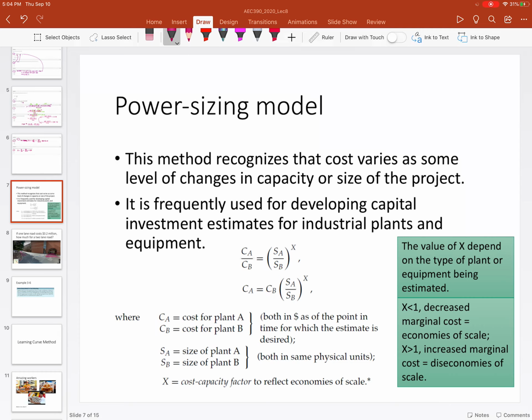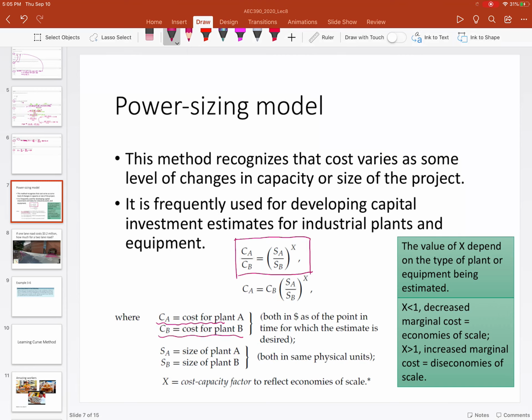All right, so let's go back to this equation. The model says that we consider the size and we think the size makes a difference in the cost, okay? So there is an equation describing the relationship between the cost, C, and the size, S, okay? So C is the cost, and CA, CB means we have 2 scenarios to compare. One scenario is known. The cost of B is known. CA is the cost for plant A. CB is the cost for plant B. Or we can say project A, project B, okay?